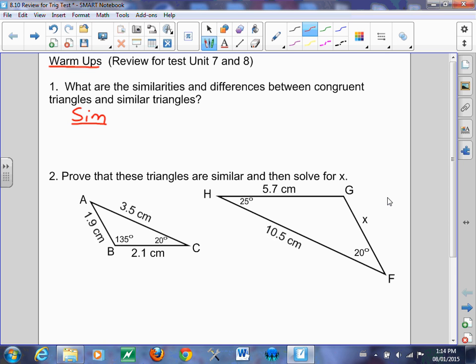What's the same about them is that the angles are both the same. Angles are equal between one triangle and the other, equal in both.